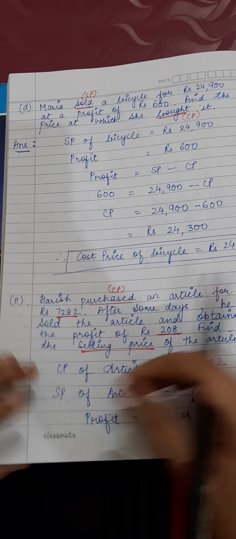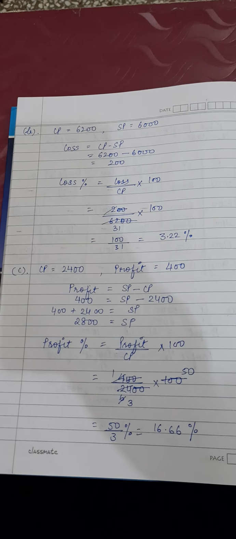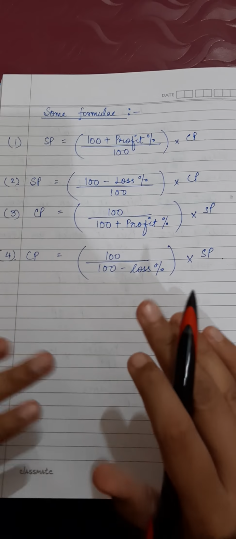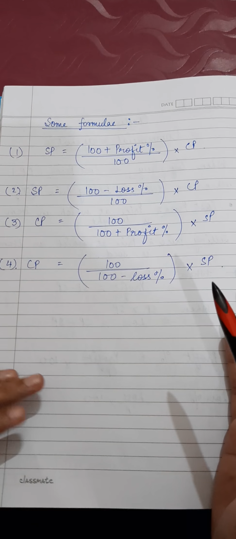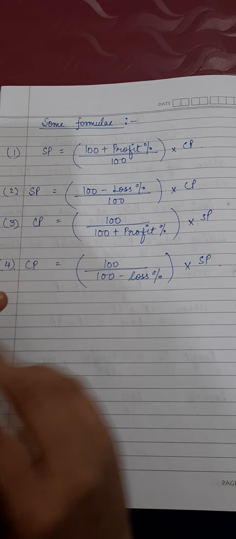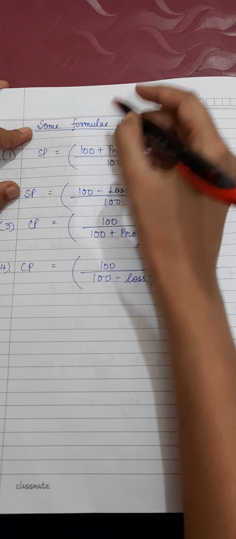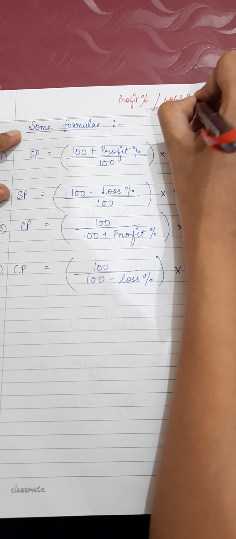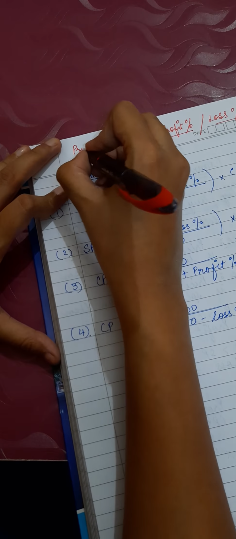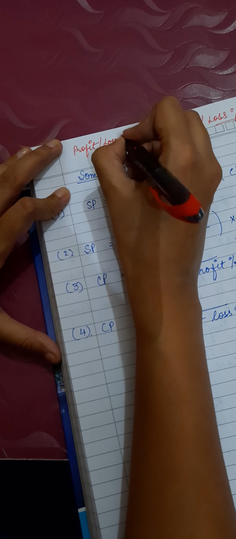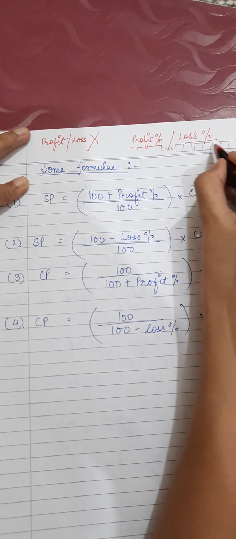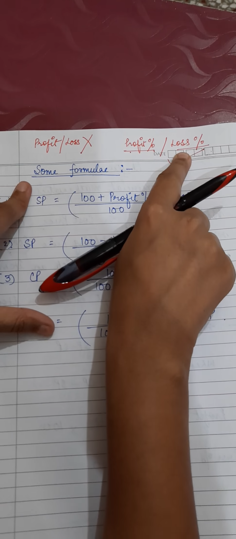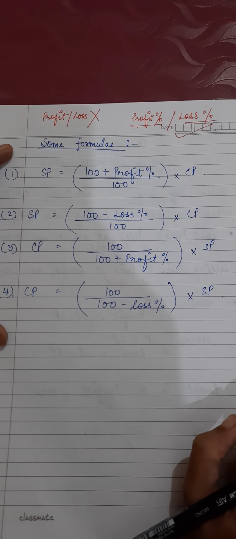Now, for the F and G parts, I told you in the previous class that we are going to use some formulas when such questions come in the exercise. These formulas are for whenever profit percent or loss percent is included. Only profit percent and loss percent are given, not profit or loss. When these percentages are given, then we are going to apply these formulas. How are you going to apply them?